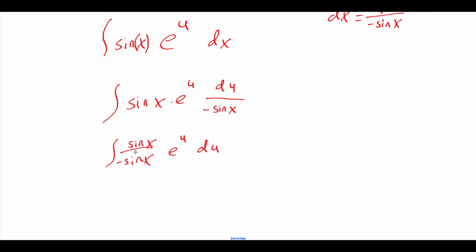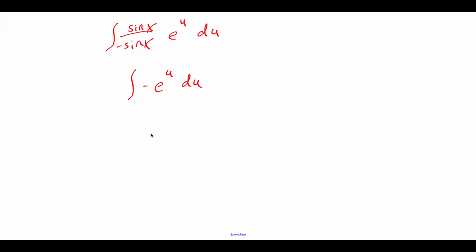And then if we do this division in here, sine of x divided by negative sine of x, that turns into a negative 1. So we've really got negative e to the u du. Now this is almost ready to do the integration on. We've technically got a constant multiplier in front with that negative 1. So properties of integrals, we're allowed to pull that negative 1 out to the front. So then this will say the negative integral of e to the u du.